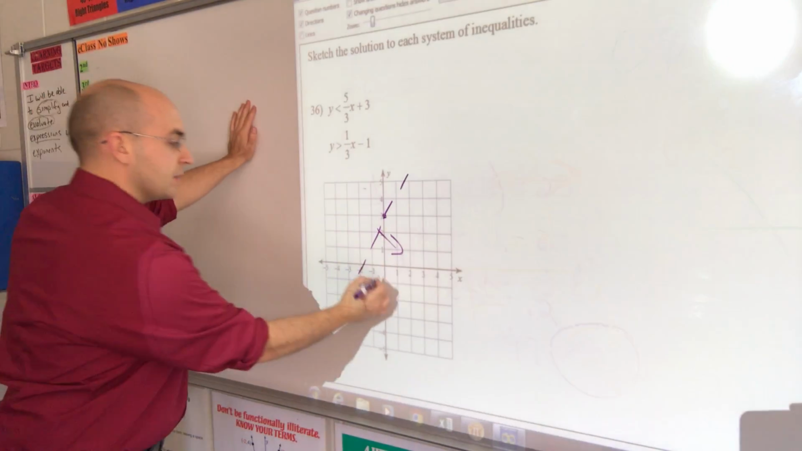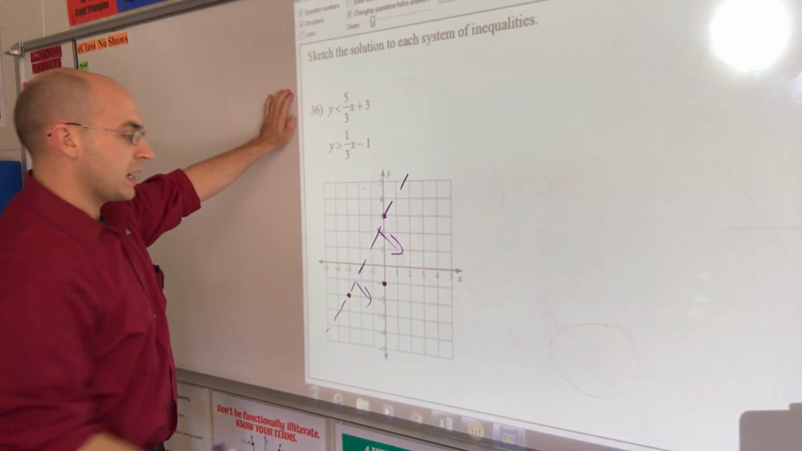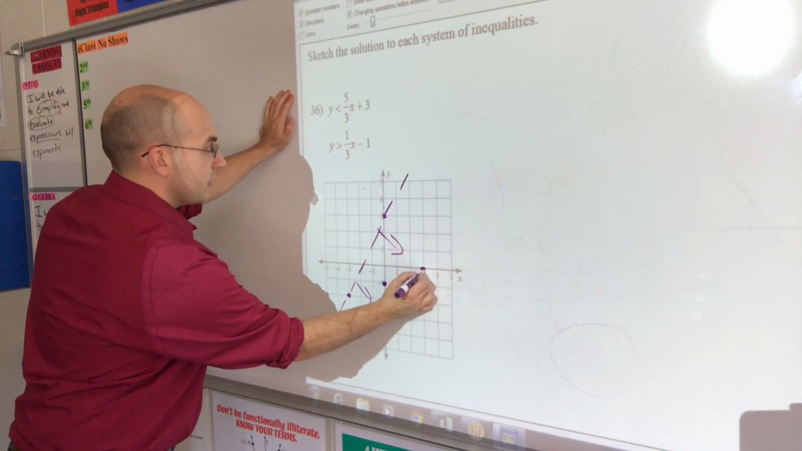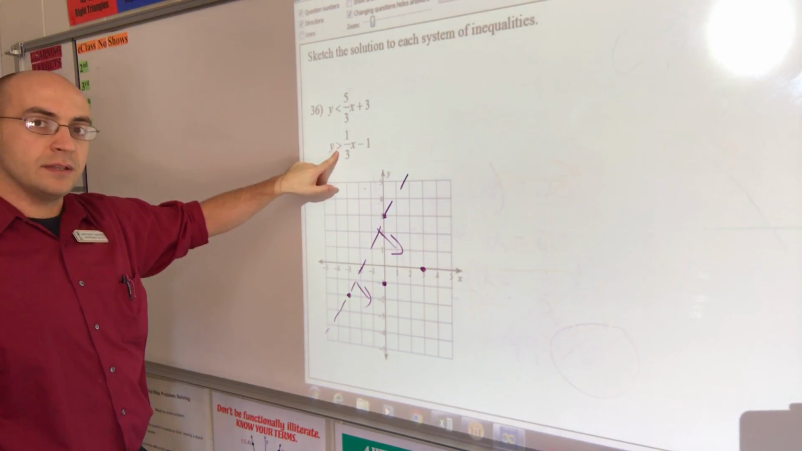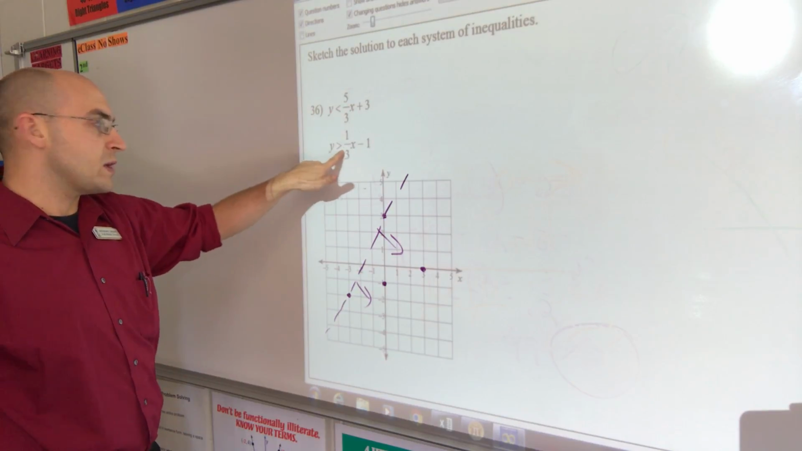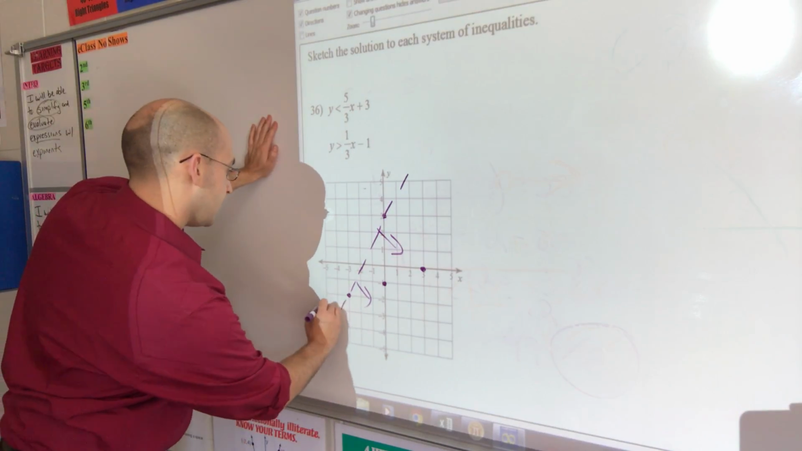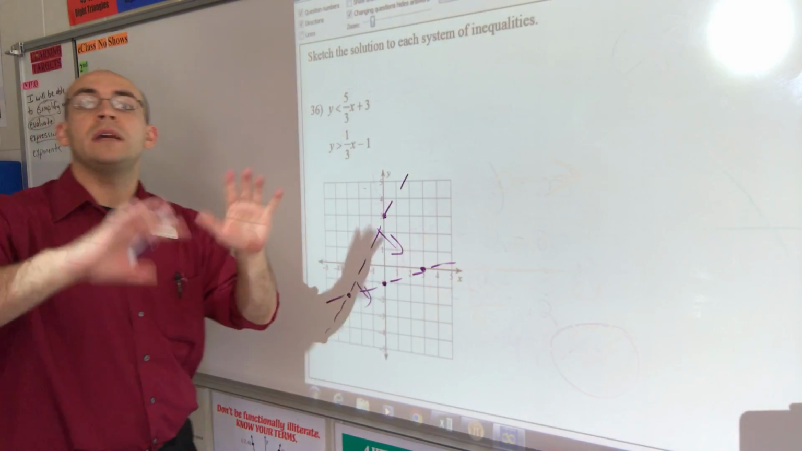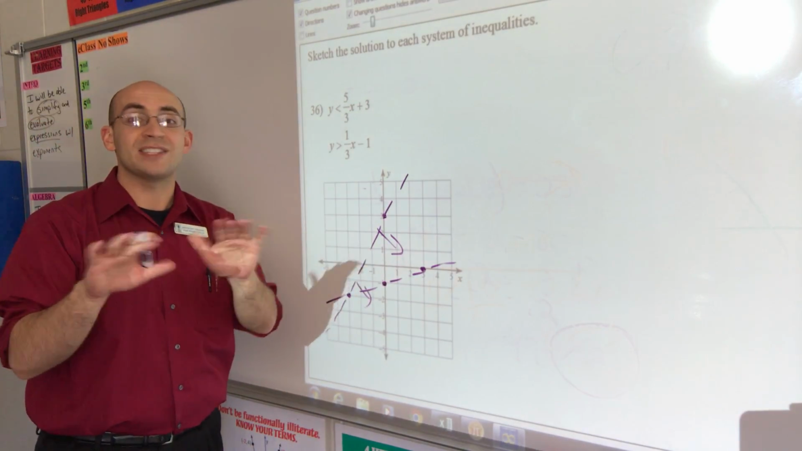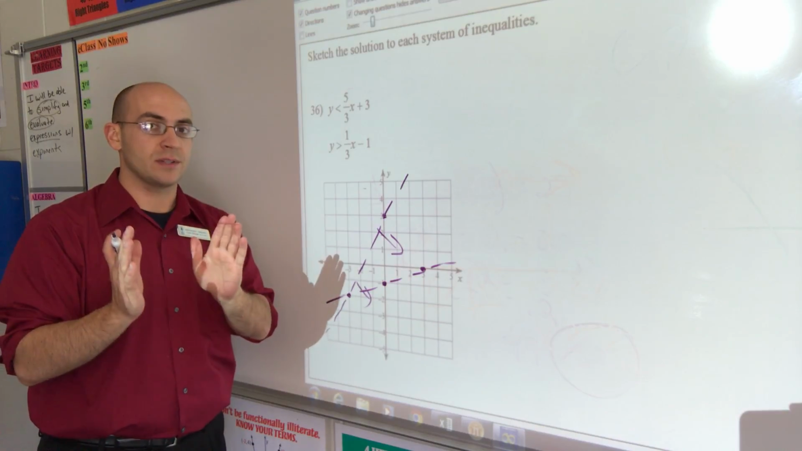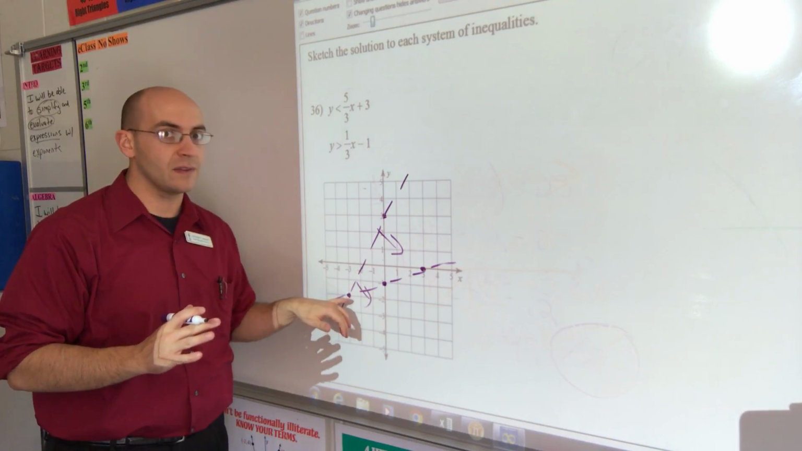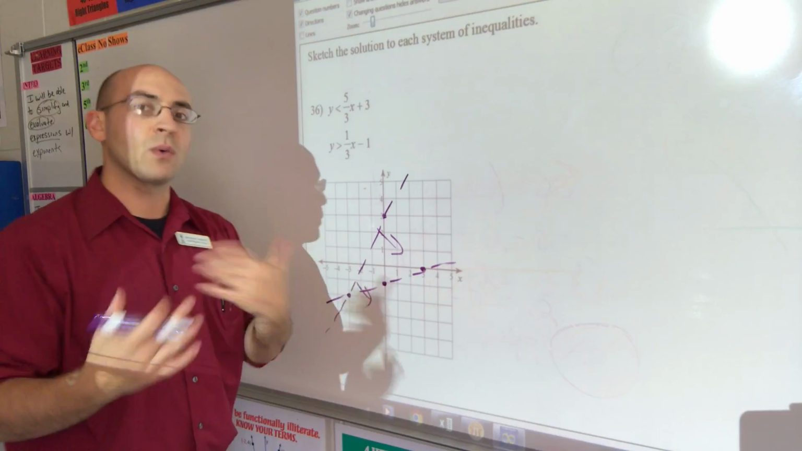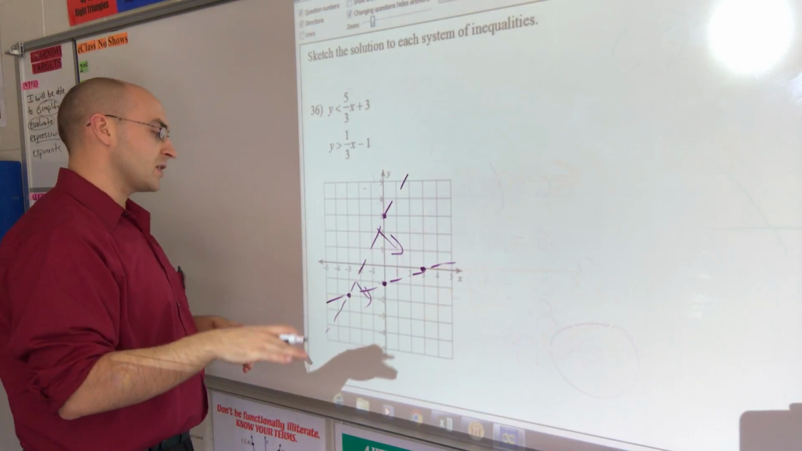Now the next one is a -1. Up 1, right 3. Up 1, right 3. Again, it is a dashed line because there's no equal to on the bottom here. So I'm going to go with that dashed line. That's the point where they cross. But in a system of inequalities, that is irrelevant. It doesn't matter where they cross. Like, it's important if you find a point right on the both of them, but who cares? I don't care where they cross. I care what the area that's shaded is going to be.